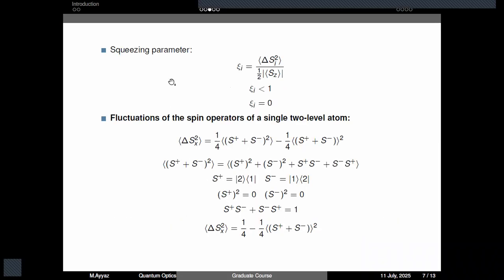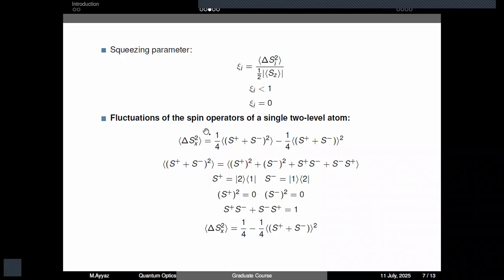This spin squeezing can be represented by a squeezing parameter, and this is the parameter showing the squeezing in the ith component of the spin. In order to have spin squeezing in the ith component of spin, we must have this parameter less than 1. And for maximal squeezing, this has to be 0.